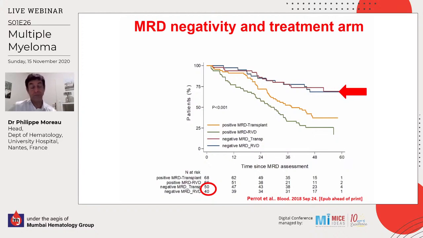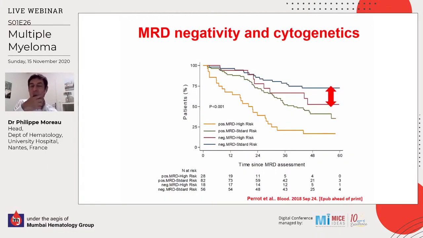So the goal is not potentially to select stem cell transplantation for all patients, but when you are reaching MRD negativity, maybe you can get rid of stem cell transplantation. But this is a question mark, and it has to be demonstrated, in my opinion, in a prospective clinical study. What about cytogenetics?